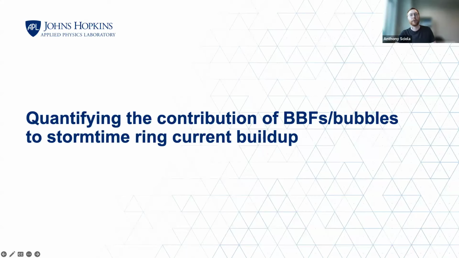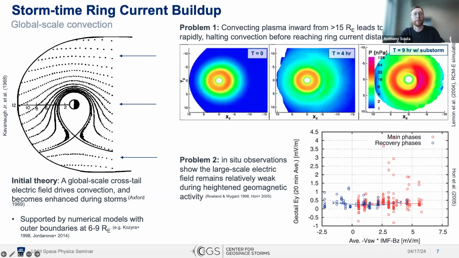Okay, so to get right into it, a little bit of background on how we build up the ring current. The classical picture is that there exists this global scale cross-tail electric field that drives convection inwards, and during storms, this becomes enhanced and helps build up your ring current.